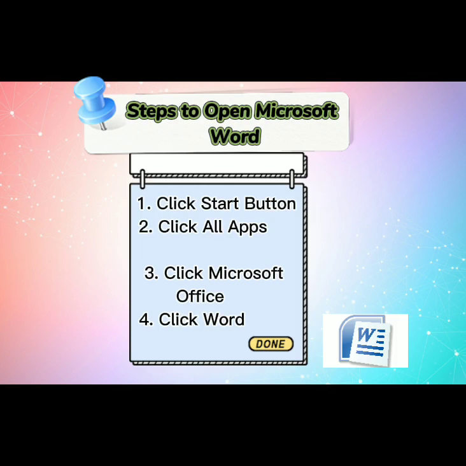So, these are the steps on how to open Microsoft Word. First, click the Start button. Next, click All Apps. Then, click Microsoft Office and click Word.